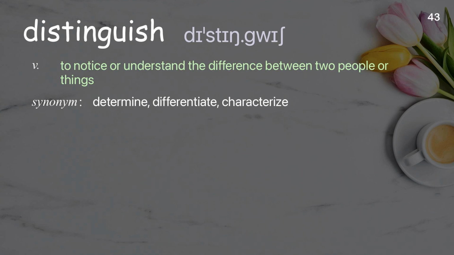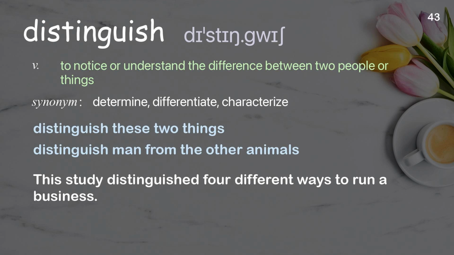Distinguish. To notice or understand the difference between two people or things. Examples: Distinguish these two things. Distinguish man from the other animals. This study distinguished 4 different ways to run a business.